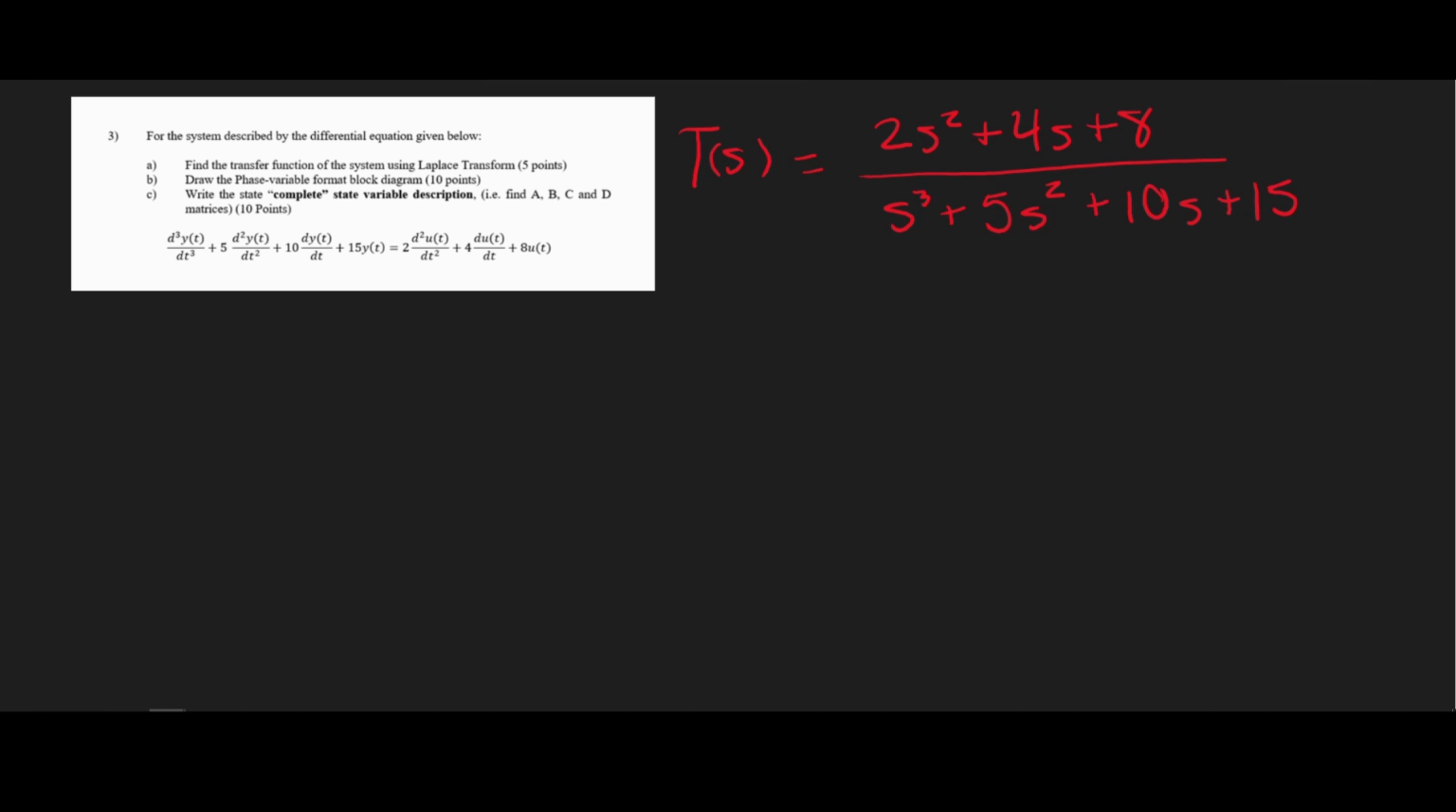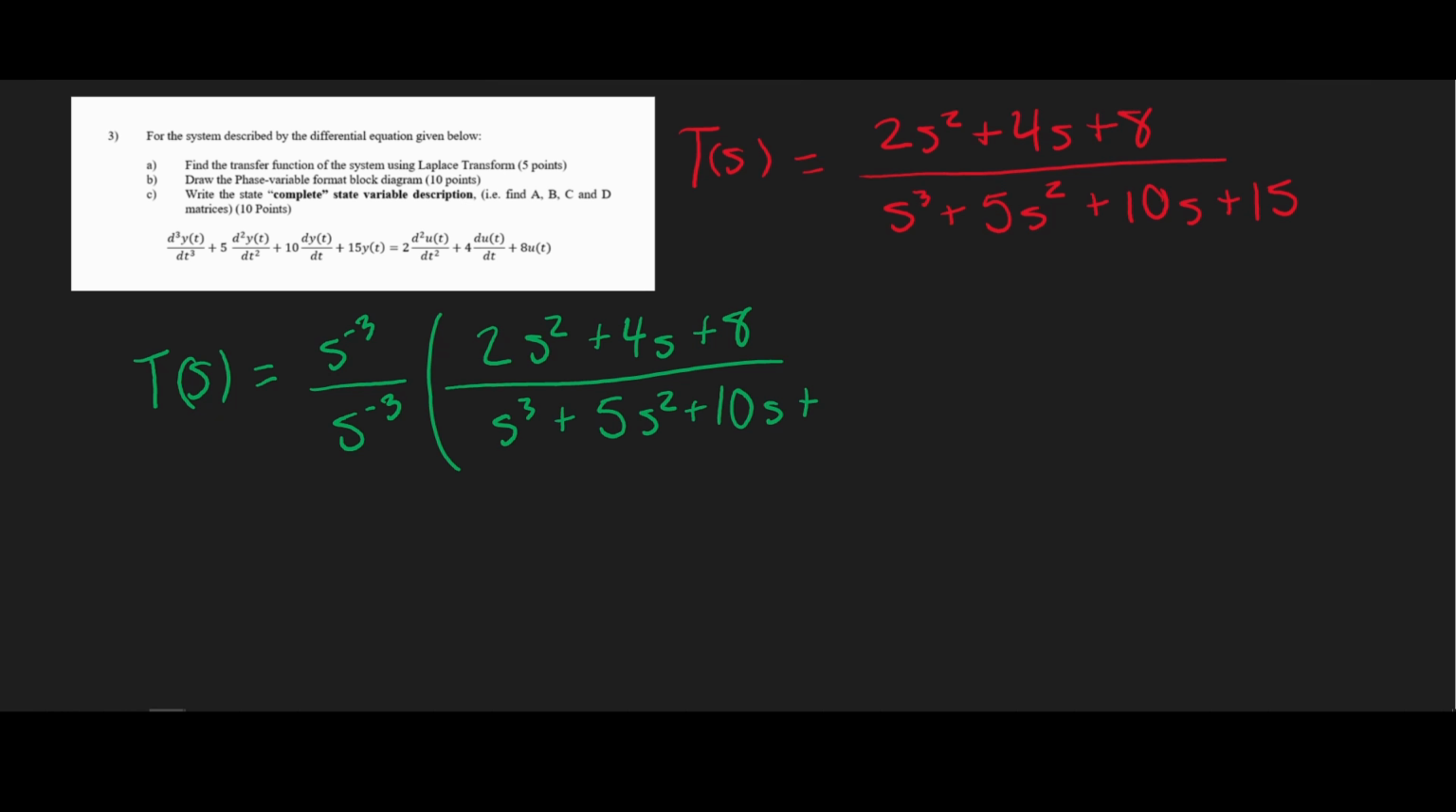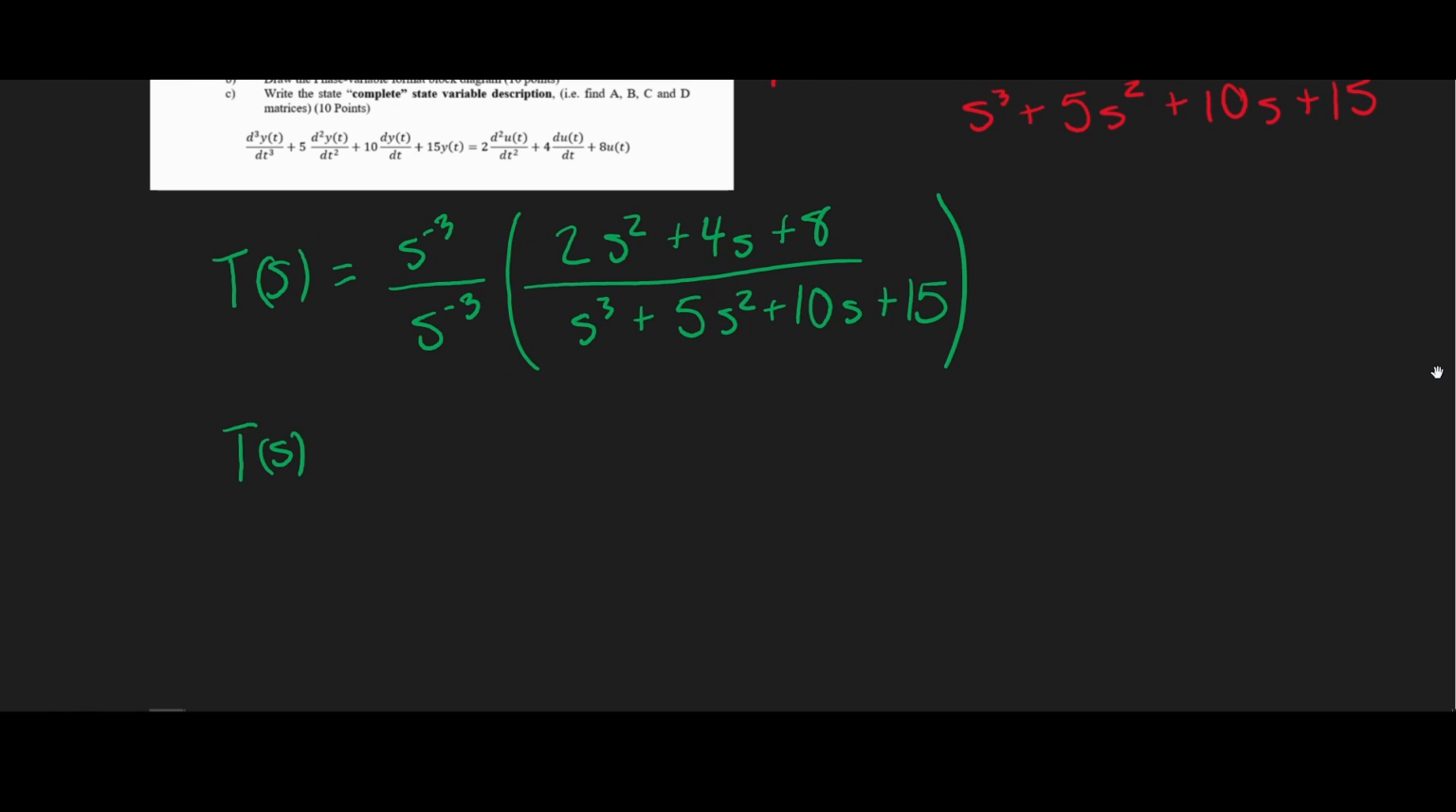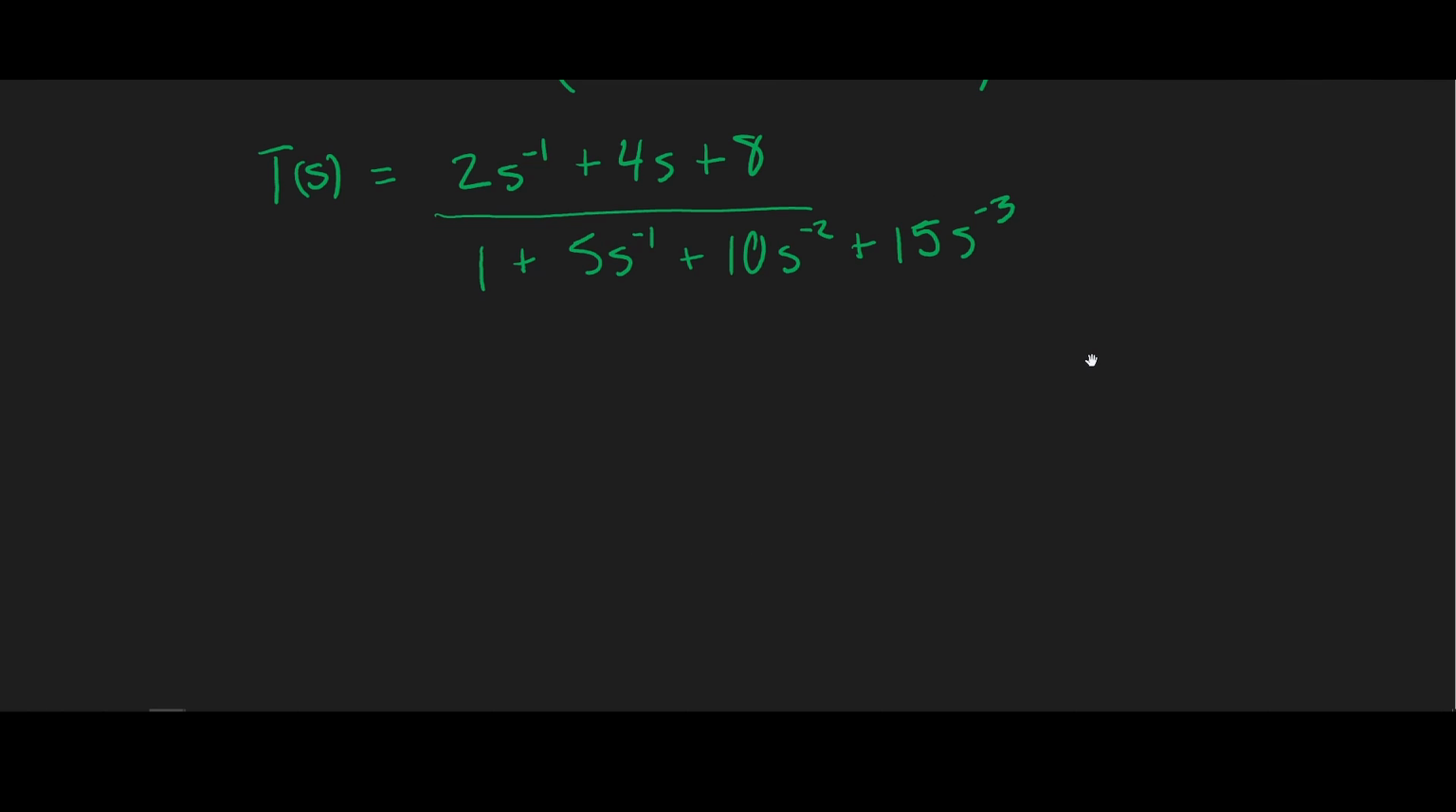For part C, there is just a simple procedural method to converting the transfer function to the state variable description to find the matrices of A, B, C, and D. First, we're going to multiply the numerator and the denominator of the transfer function by s to the negative 3 over s to the negative 3. The transfer function will now be in this form.